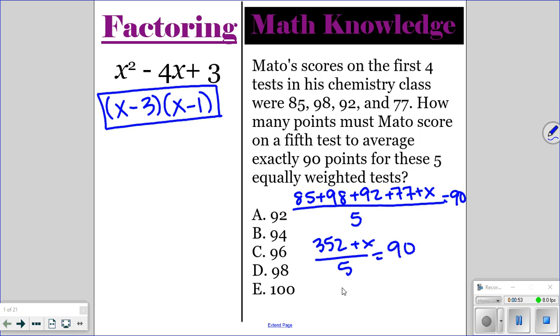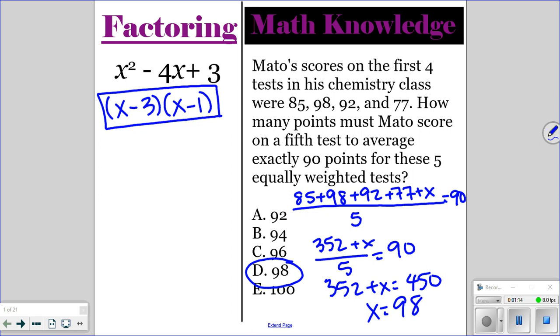So we can cross multiply, and 5 times 90 is equal to 450. And so if you subtract 450 minus 352, you're going to get that x needs to be a 98. So that's what we need on our test.